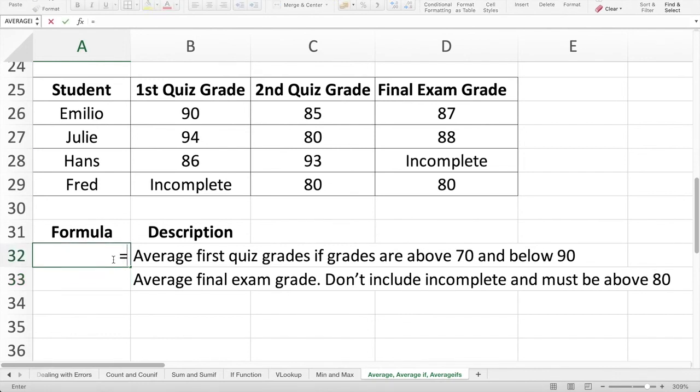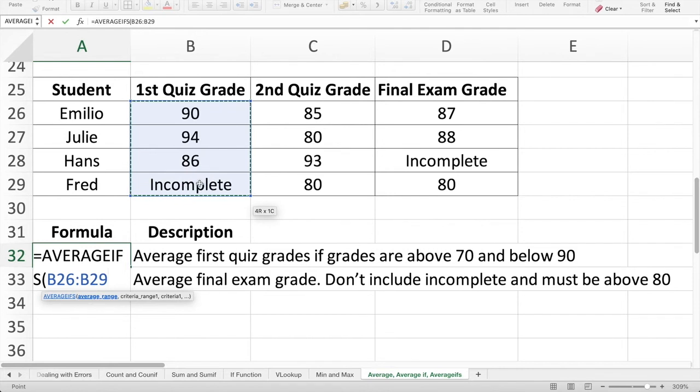We must have 86 here, using our average ifs. Okay, let's try to have it. So average ifs with an S. Let's choose the ifs with an S. Then let's try to highlight this since we are requiring to have average range. What will be the range that we will go into average? Of course, this B26 up to 29.